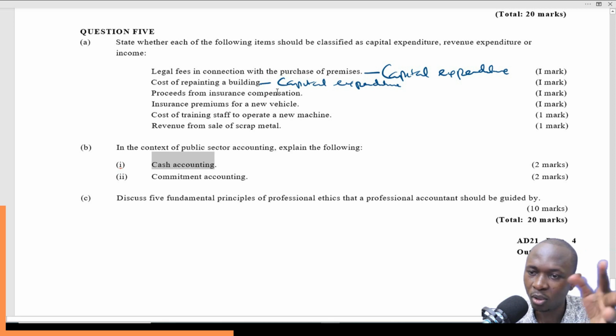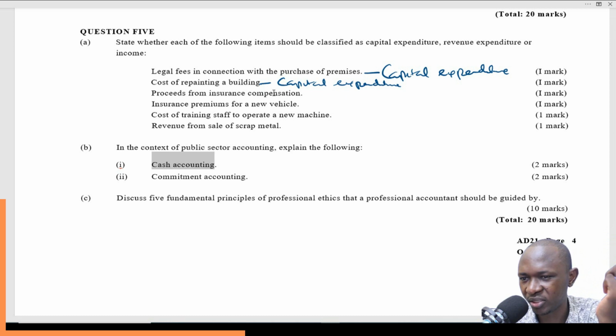It's also possible, especially, now that one comes back to the use of the building. How are you using the building? Because sometimes the use of the building can make it a revenue expenditure. Otherwise, the way they have given us here, I think we'd better go with capital expenditure. It's not something that we'll be doing every now and then.